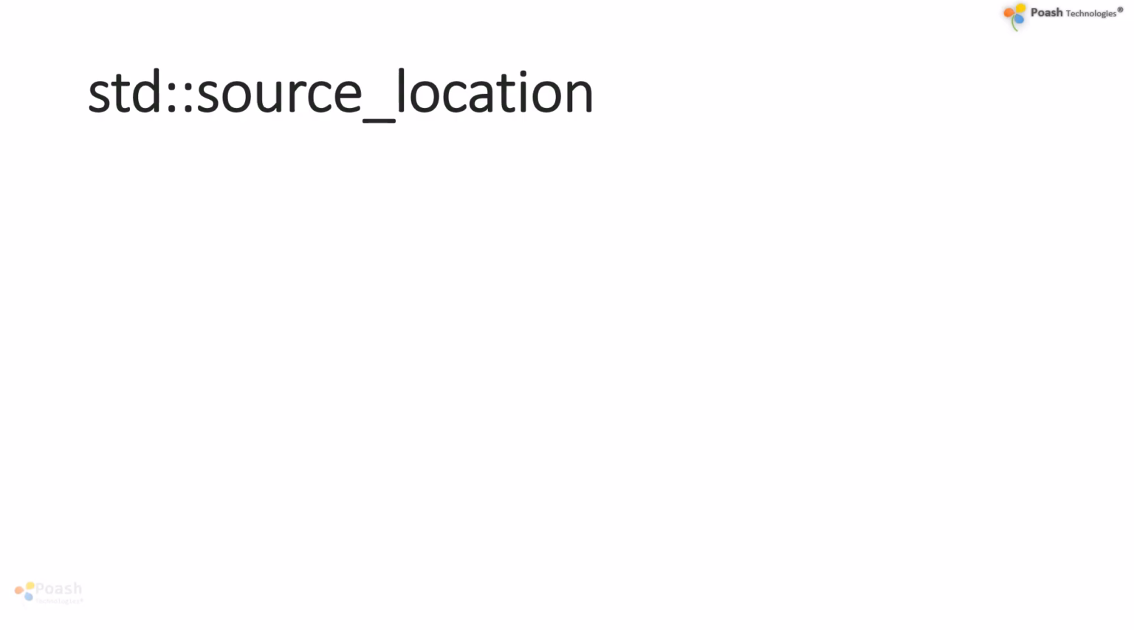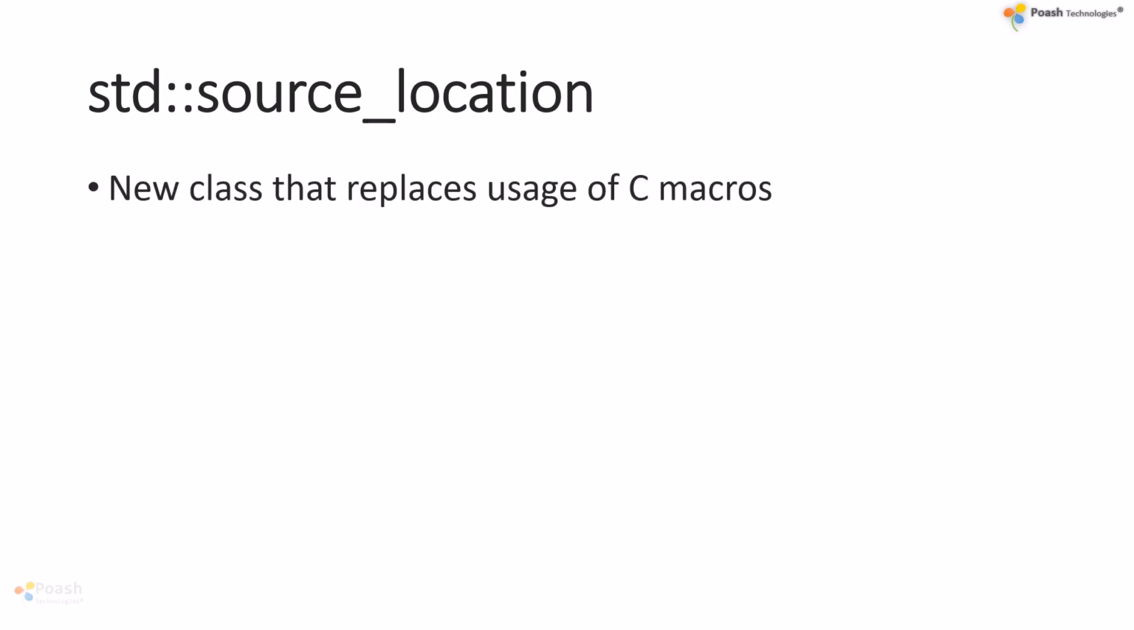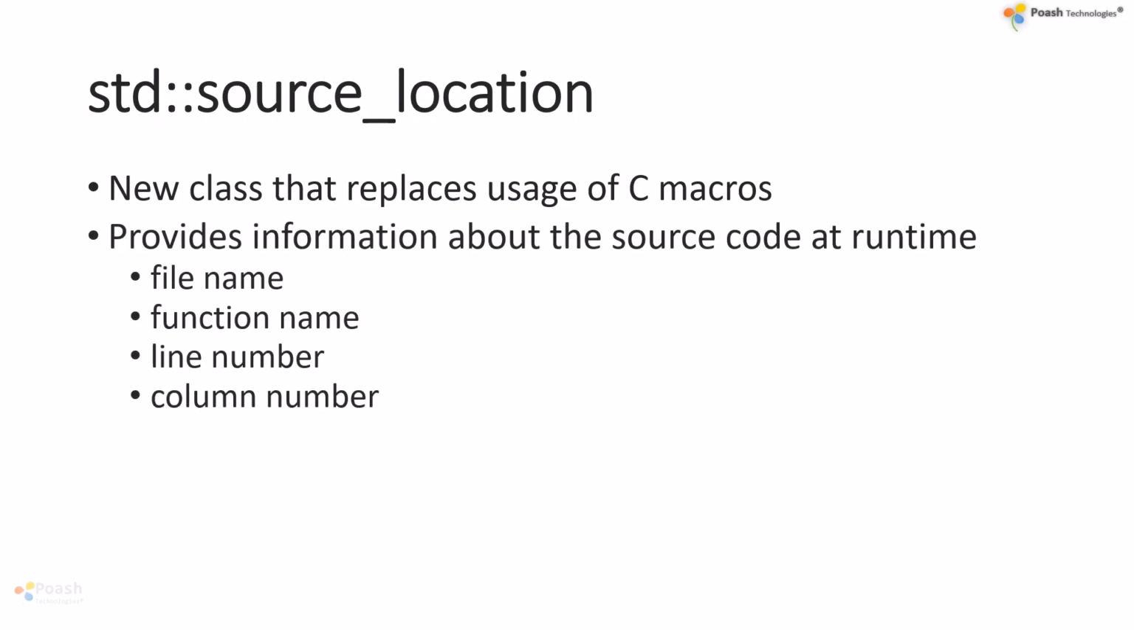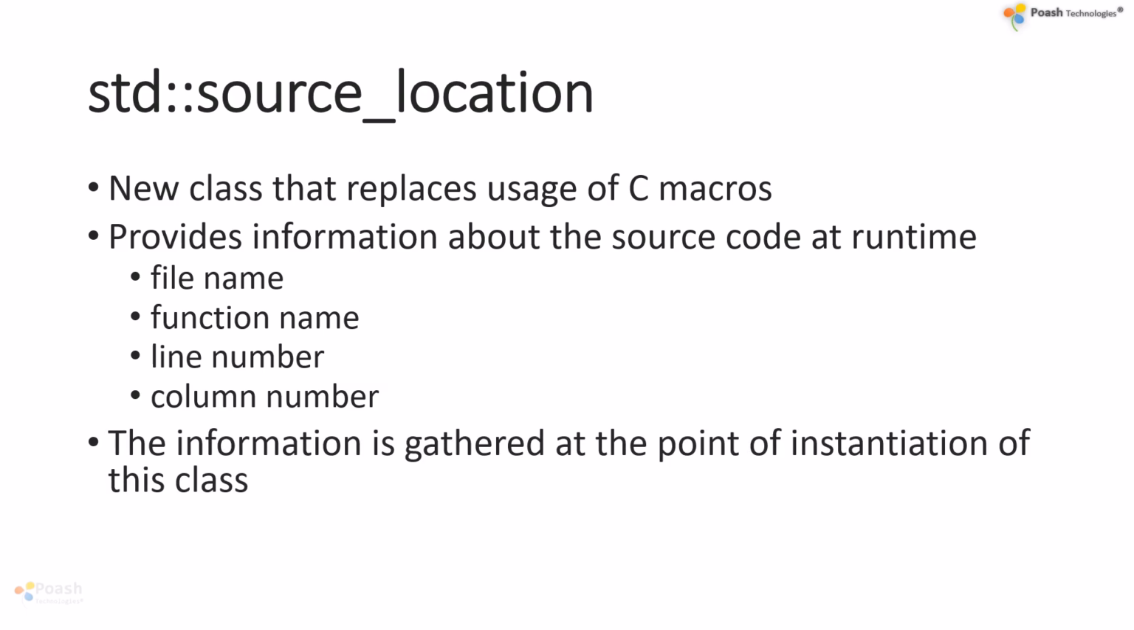Source location is another class added in C++20 and replaces some usage of C macros, specifically the line and the file macro. It provides information about the source code at runtime, such as the name of the file, the function, the line number, and the column number. All this information is gathered at the point of instantiation of this class.